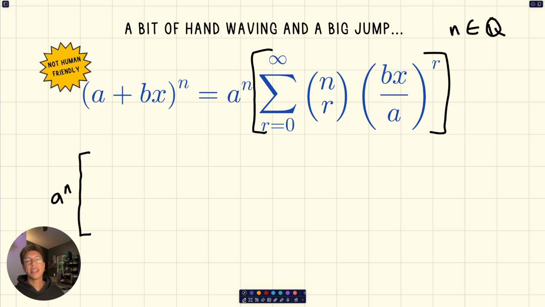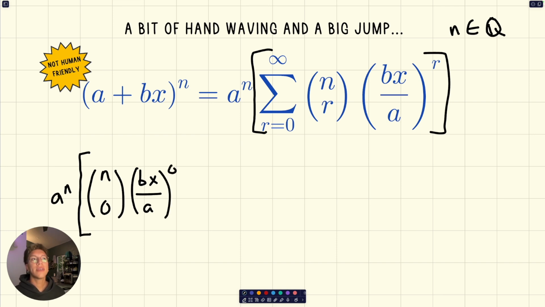Hopefully you've seen sigma notation. Our bottom number, r equals 0, that's the number we plug in first. So we're going to take 0, and we're going to plug it into here and here, this whole expression. So we're going to get n choose 0, like that. And then we're going to get bx over a, all raised to the r power, where r is 0, like that. And this is the very first term of our summation notation, if we put it in expanded form.